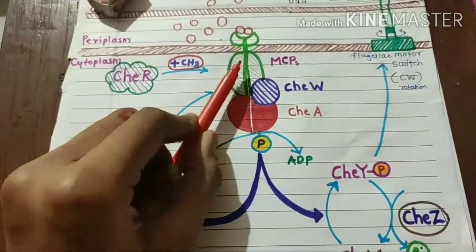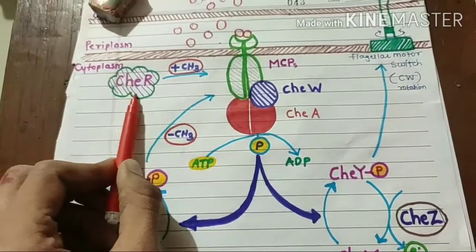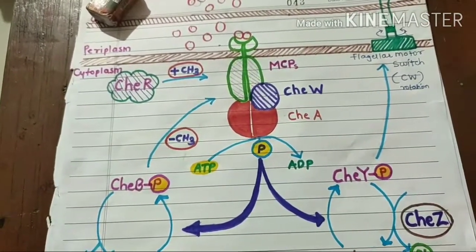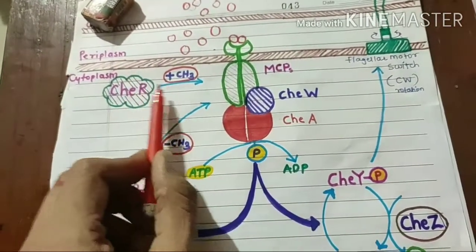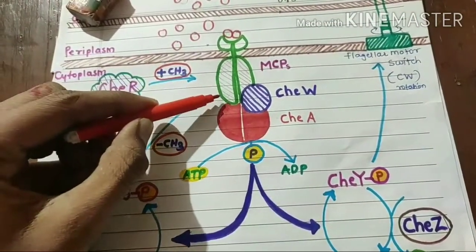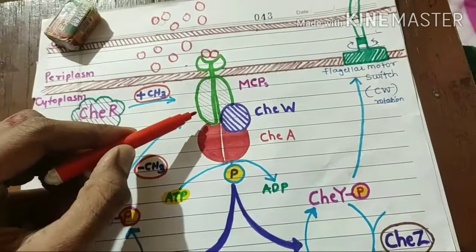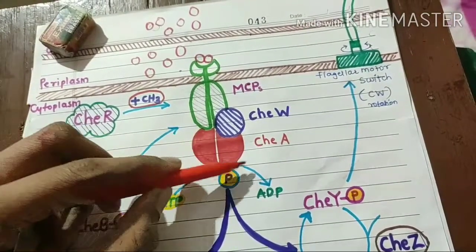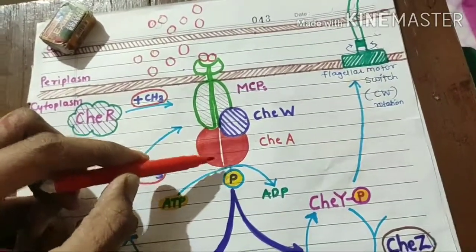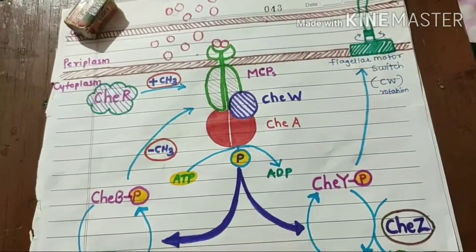What happens is that after some time of binding of attractant to MCP, this CheR protein, which we know adds a methyl group to the MCP, starts adding methyl groups slowly to the MCP. Okay, so here it will add methyl groups. Because of the addition of methyl groups, there is a conformational change, and it leads to activation of this CheA protein.